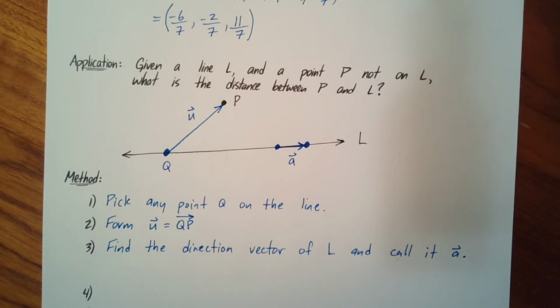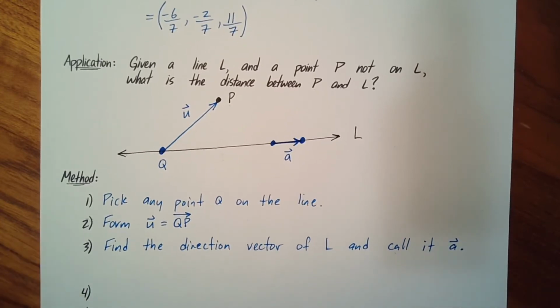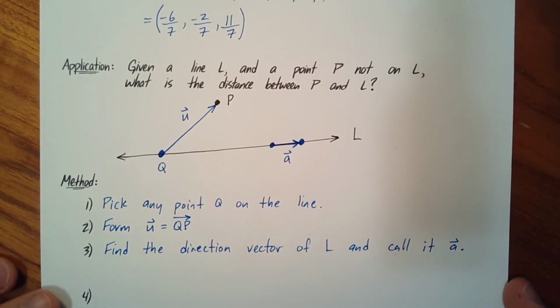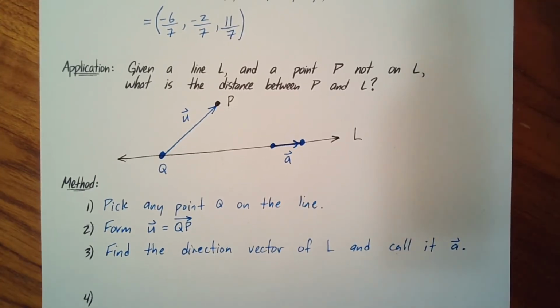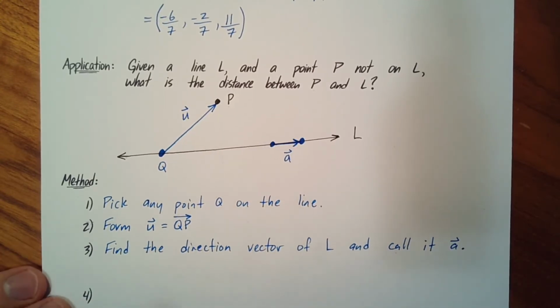Okay, and you might start to recognize this picture. This picture's starting to look a little bit like our projection picture on the previous page, and if you've noticed that, then great. It's no coincidence that this is starting to look like the projection diagram for the projection theorem. But before I go on to step 4, some of you might still be thinking about what I just wrote down: find the direction vector of L and call it A.